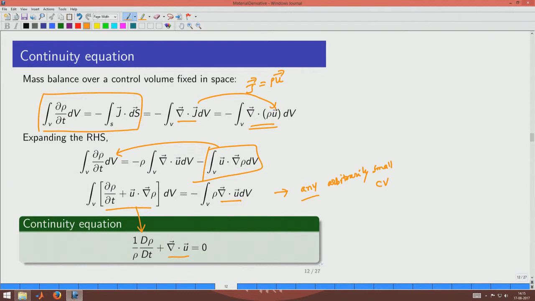Which means that the equation we get here says that the material derivative of density, divided by rho, plus the divergence of velocity is equal to 0. This is nothing but the statement of continuity. The continuity equation is nothing but what we have written here, and it is a statement of mass balance. There is nothing more to that.